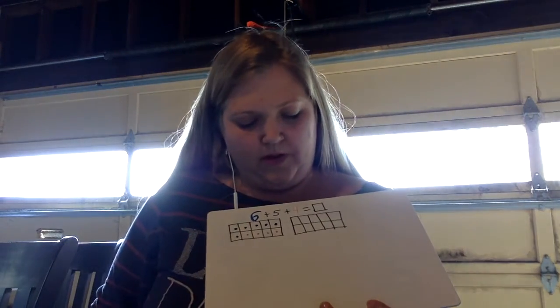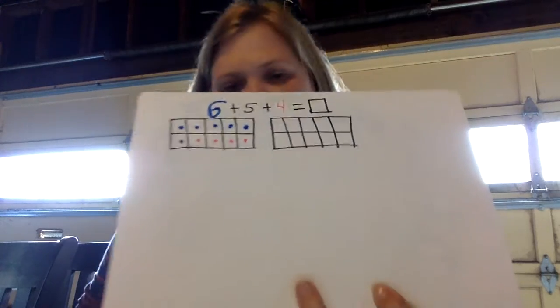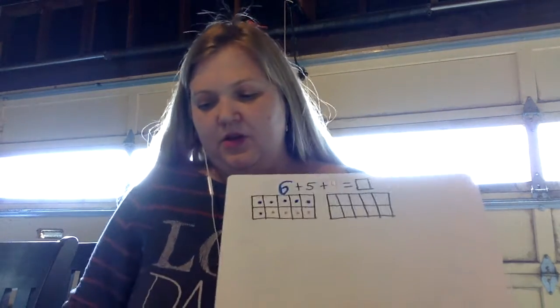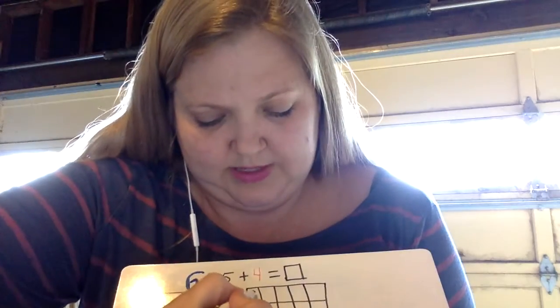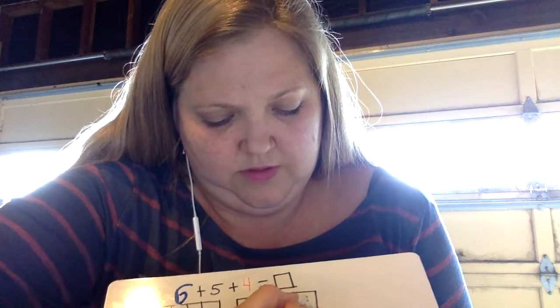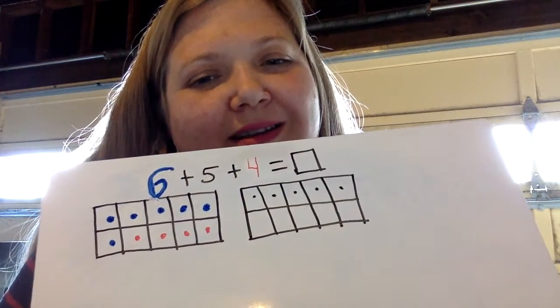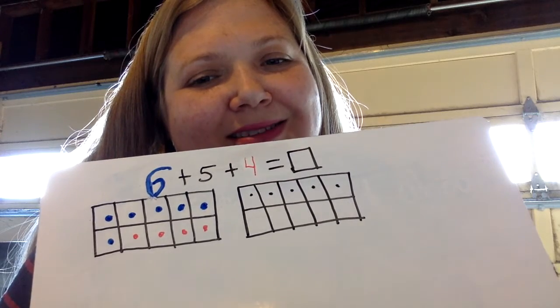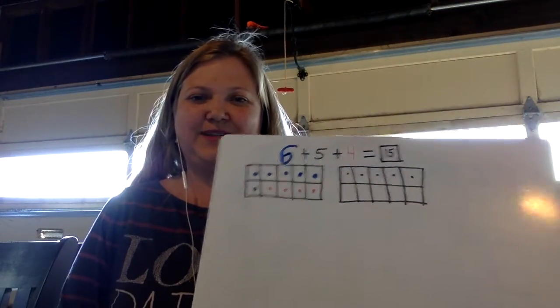How many more do we still have to work with here? That's right, we still have that 5. Okay, let me put the 5 back in. Plus 1, 2, 3, 4, 5. All right, 10 and some more. 10 and 5 more makes 15. So let's look at some different ways to write this.